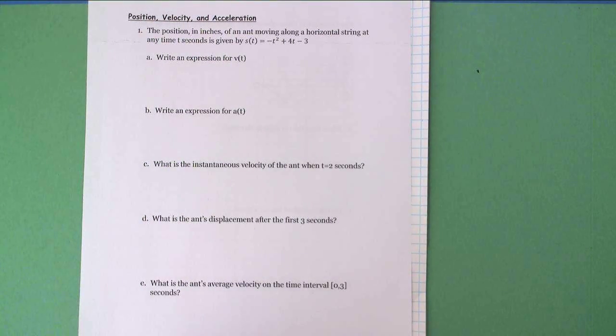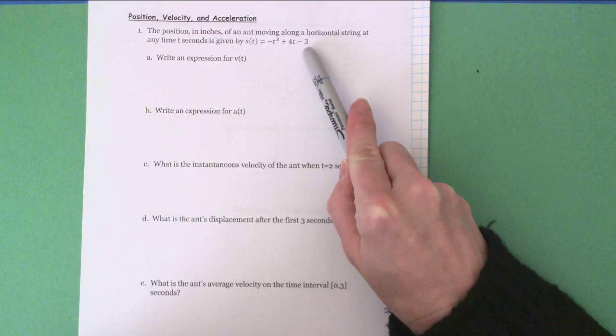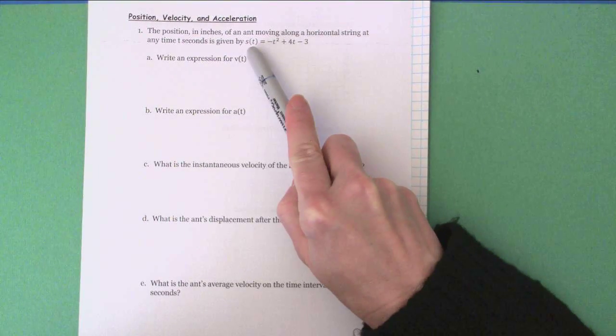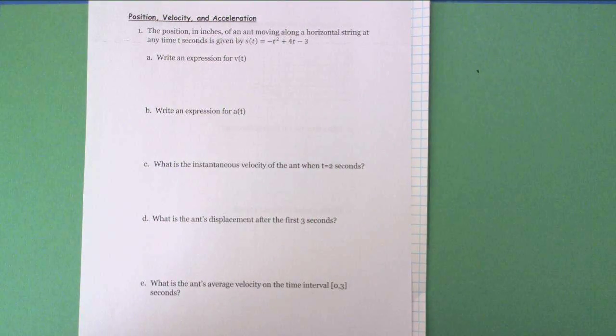So this problem says, the position in inches of an ant moving along a horizontal string at any time t seconds is given by S of t equals negative t squared plus 4t minus 3. So S of t is our position. So this models the position of the ant. Part A says, write an expression for v of t.